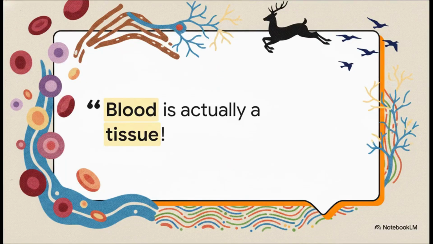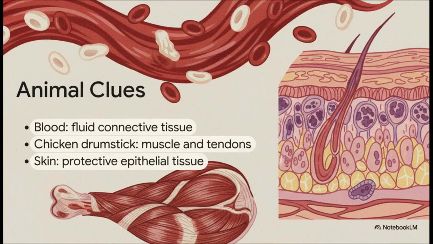Okay, let's shift gears from plants to animals for a second. And I want to start with a fact that absolutely blows people's minds. Ready? Blood is actually a tissue. I know, we tend to think of tissues as solid things, like a bicep muscle, but scientifically speaking, a tissue is just a group of specialized cells working together. So, that blood sample at a clinic, it's a fluid connective tissue. You've got red blood cells, white blood cells, and platelets all suspended in plasma.